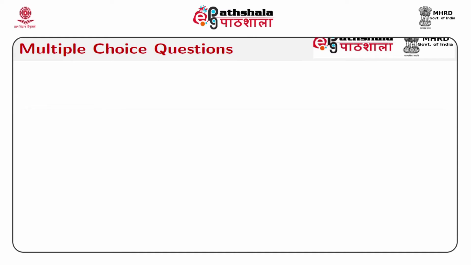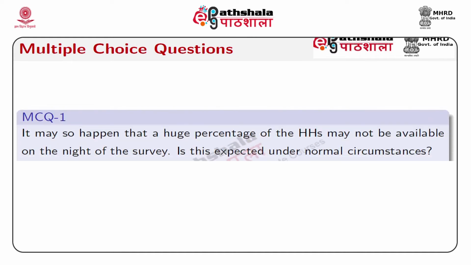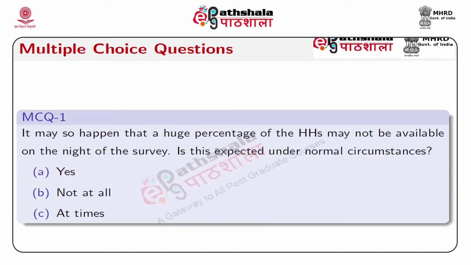Let me read. Question 1. It may so happen that a huge percentage of the households may not be available on the night of the survey. That is what happened, 80%. Is this expected under normal circumstances? Yes, not at all, at times. Okay, under normal circumstances, is it expected that a huge number of households may not be available on the night of the survey? To us it was shocking, my God, 800 out of 1000 are gone. Where is my data? That was kind of shocking to us. But is that normally expected or not?